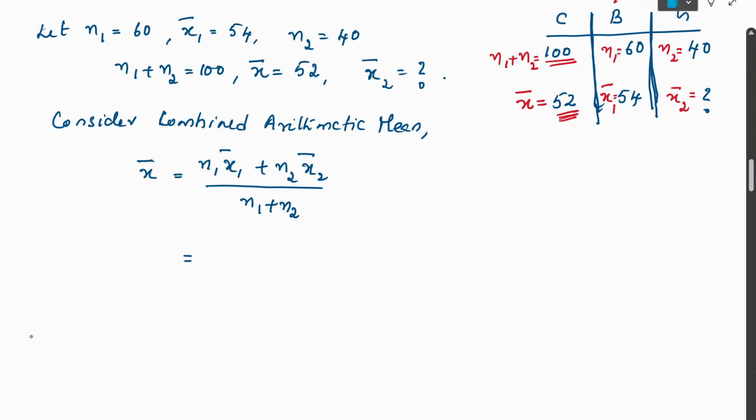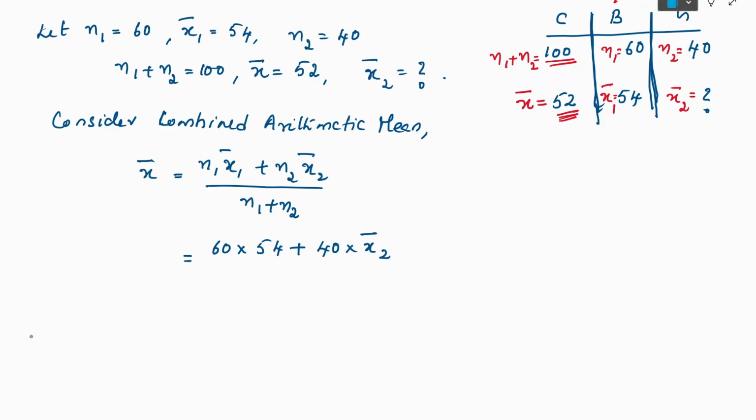Substitute N1. What is N1? N1 is 60 into x1 bar, that is 54, plus n2, that is 40, into x2 bar, whole divided by n1 plus n2, that is your 100, and x bar is given, that is also substituted. Now see the values I have substituted: n1 x1 bar, next n2, then n1 plus n2, and x bar. Now how do you solve it?